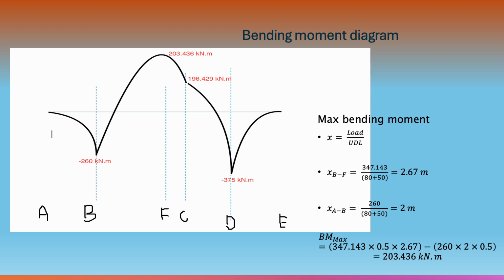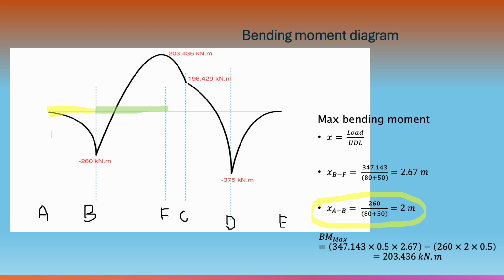So on the previous slide, we looked at this distance here. And we said we're going to use yellow, right? And for green, it would be B to F. So we were looking for that. Now we wanted to find the base of the triangle. So from A to B, what do we have in yellow? We've got the distance from A to B, or the base of triangle AB, is 2 meters. How do we get the 2 meters? We use the load over the UDL, which is 260 over 80 plus 50 gives us 2 meters.